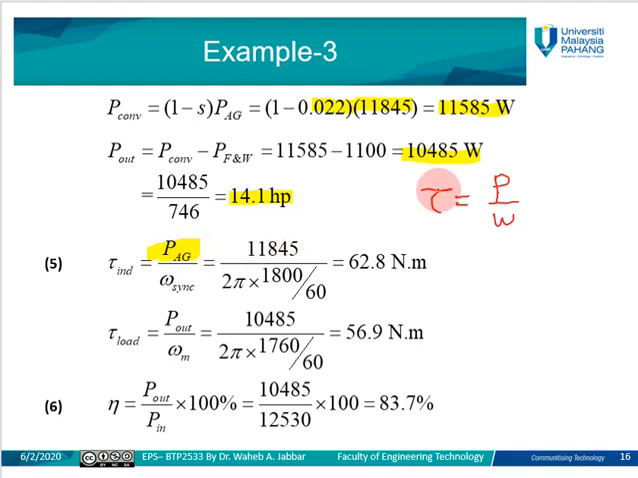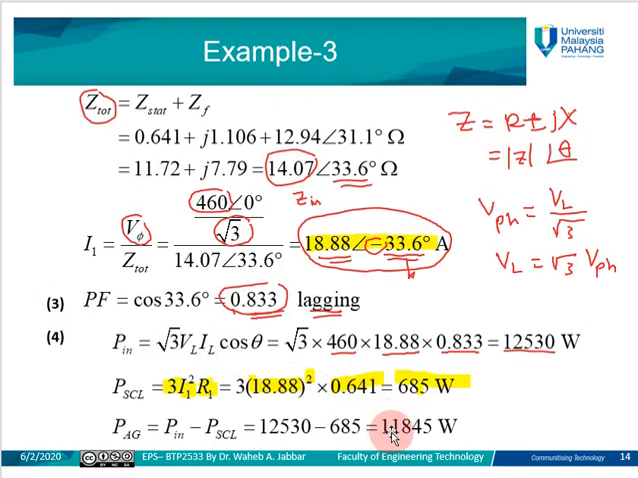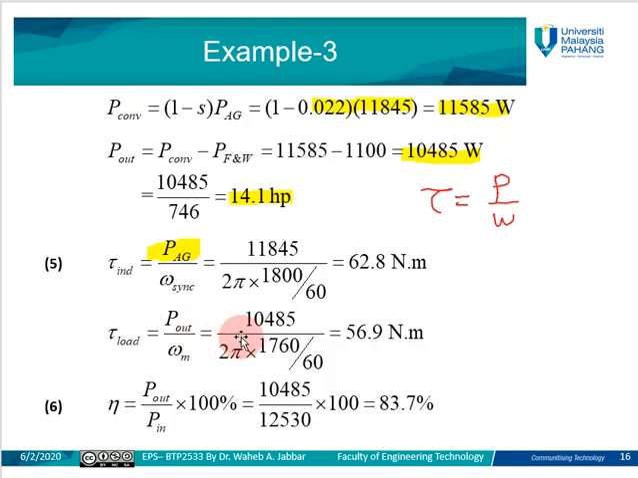So P air gap was already calculated in the previous slide. This P air gap is 11,845. You just substitute 11,845 divided by 2 pi times 1800. This represents omega s, or omega synchronous, which is equal to 2 pi over 60 times ns. Ns is equal to 1800. You just substitute to find the value of the induced torque.